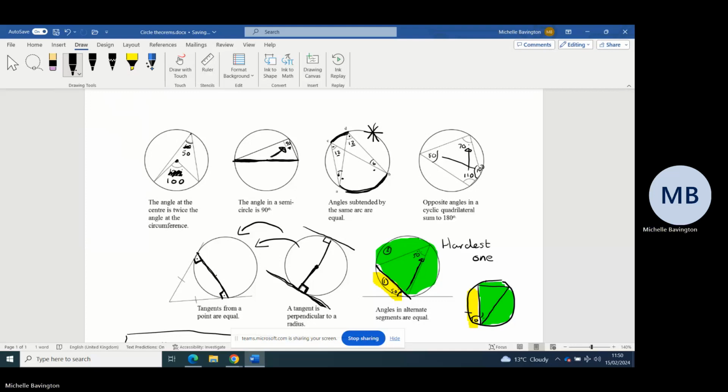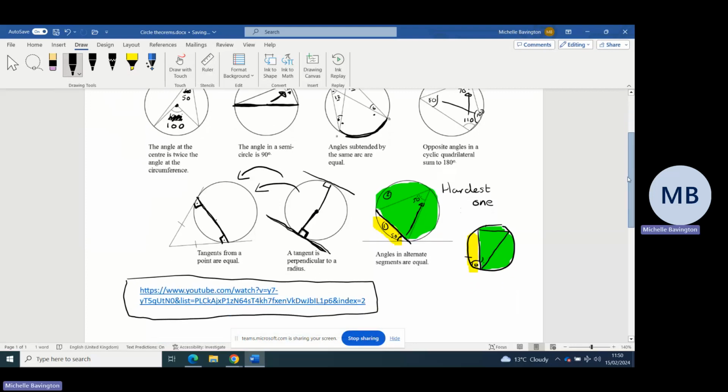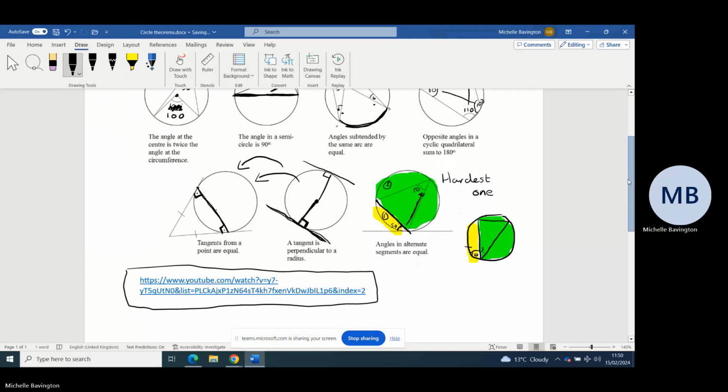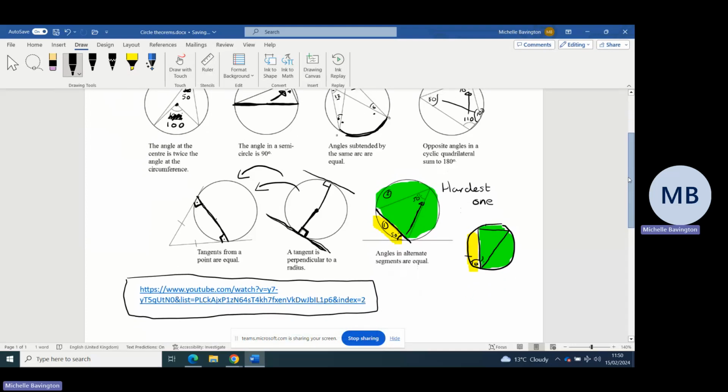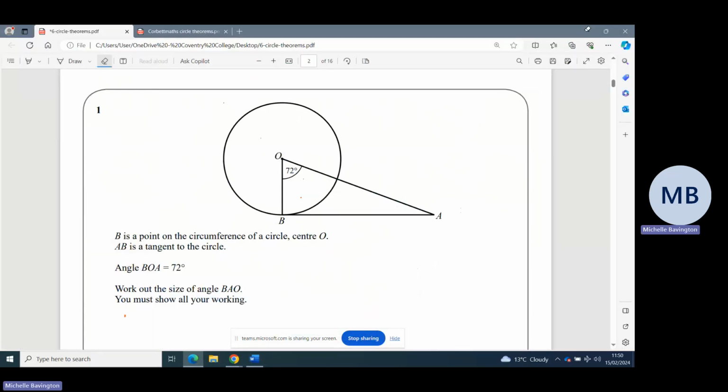But what I'm going to do in class is print this off blank. So you've got these 7 rules to keep looking at, because once you get used to them, they do become quite easy. I've also got a link that I'm going to send to those higher learners, whereby you can watch Corbett maths videos, and they're really, really good. Okay, so that's a quick explanation.